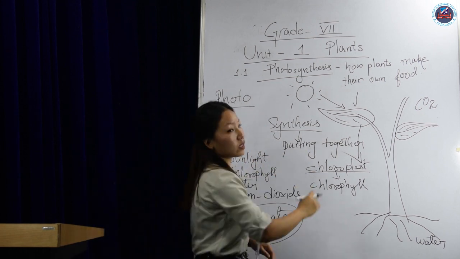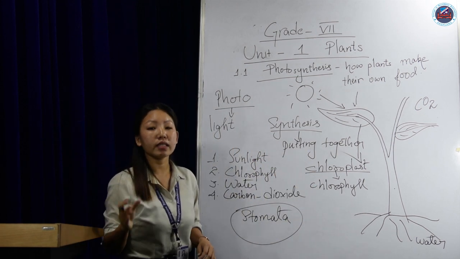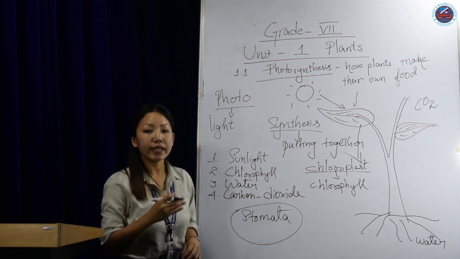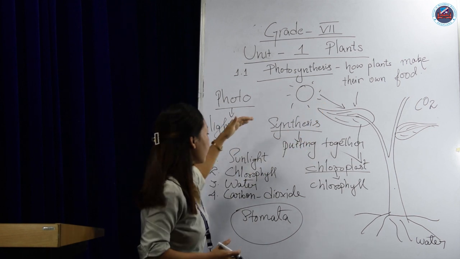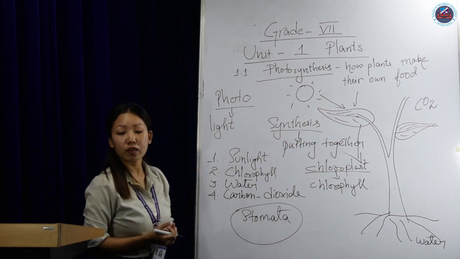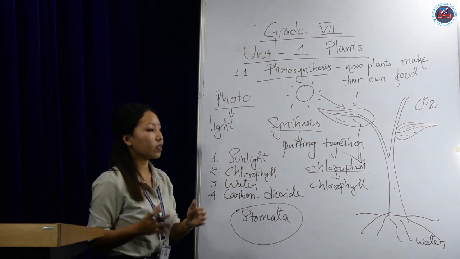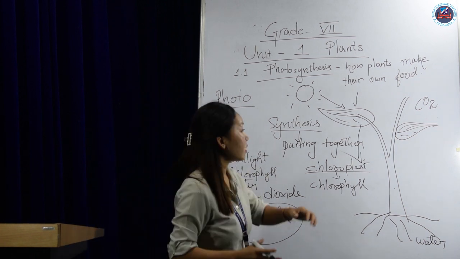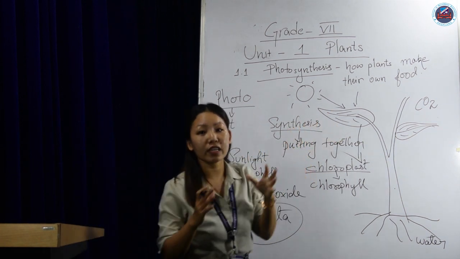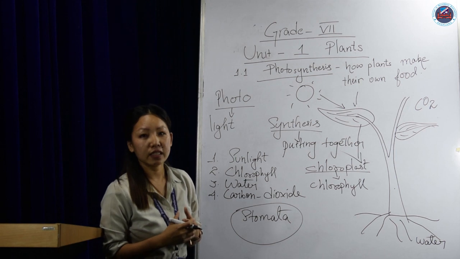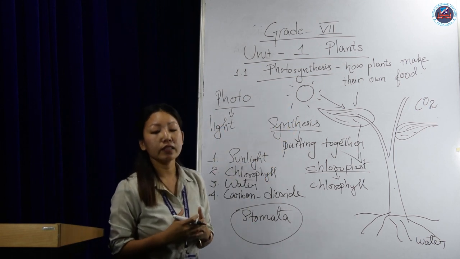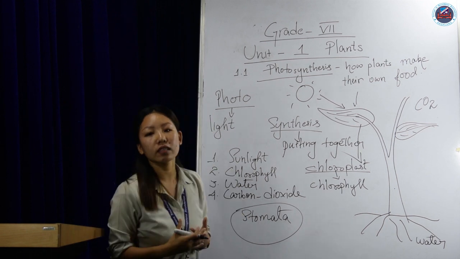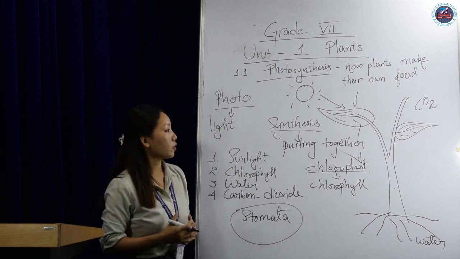Now in the chloroplast, what happens? Carbon dioxide combines with water in the presence of sunlight and chlorophyll to prepare their food. Thus, we conclude that the leaf is the food factory of the plant that uses light energy from the sun and produces chemical energy in the form of food.